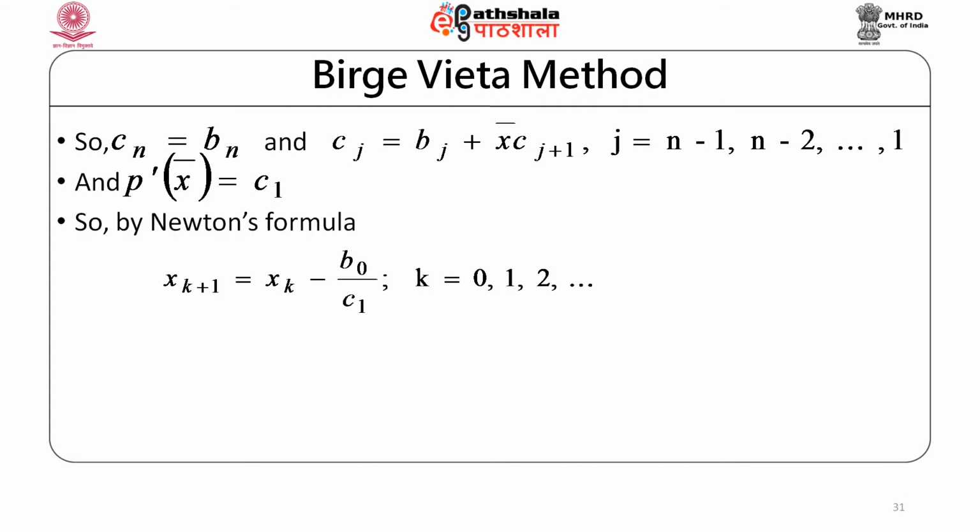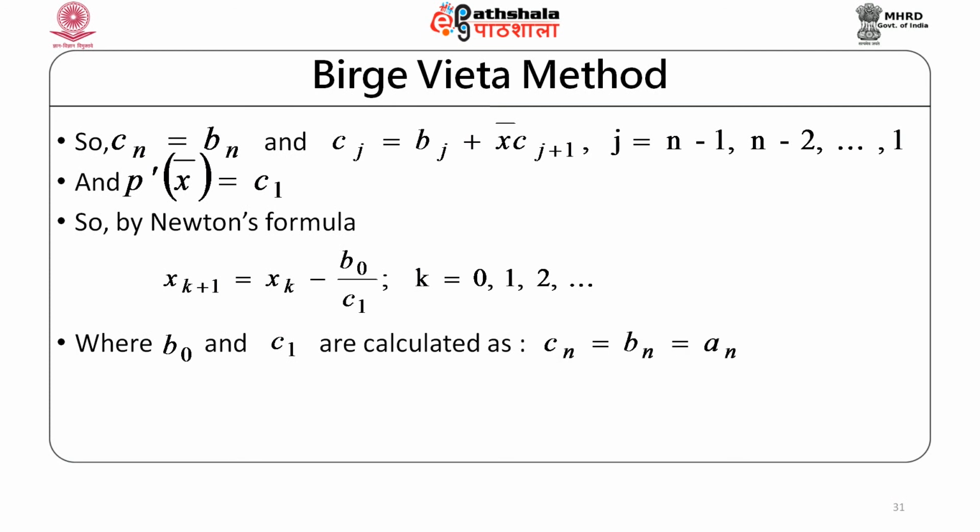So, our Newton-Raphson iterative formula becomes: x(k+1) is xk minus the value of f upon the derivative of f. So, x(k+1) is xk minus the value of the polynomial at the point xk, which is b0, and the value of the derivative is c1. So, this is the formula to be applied to calculate successive iterations.